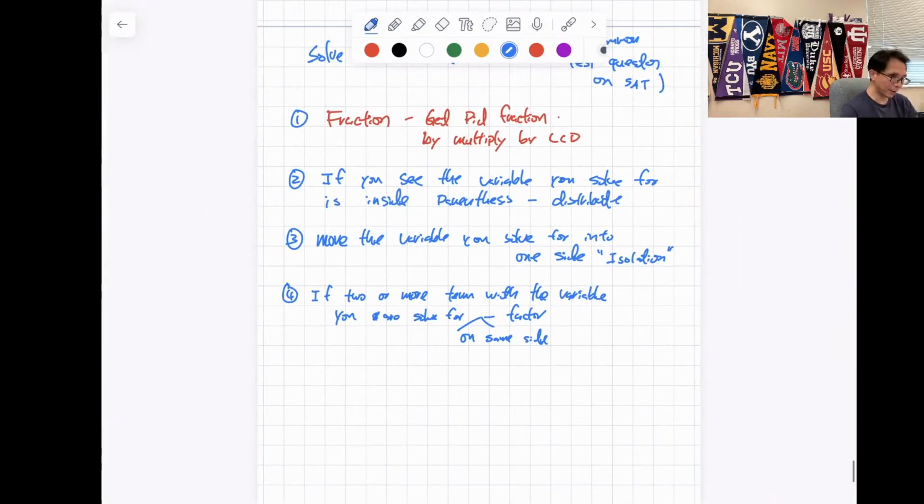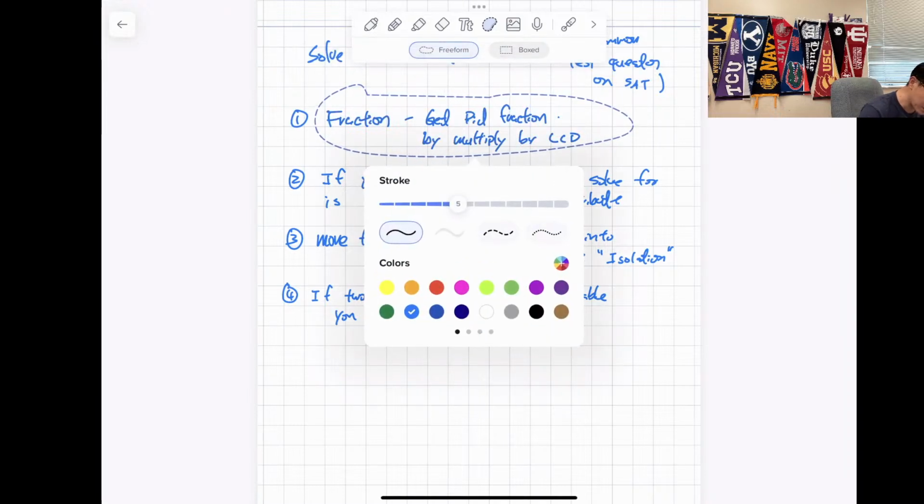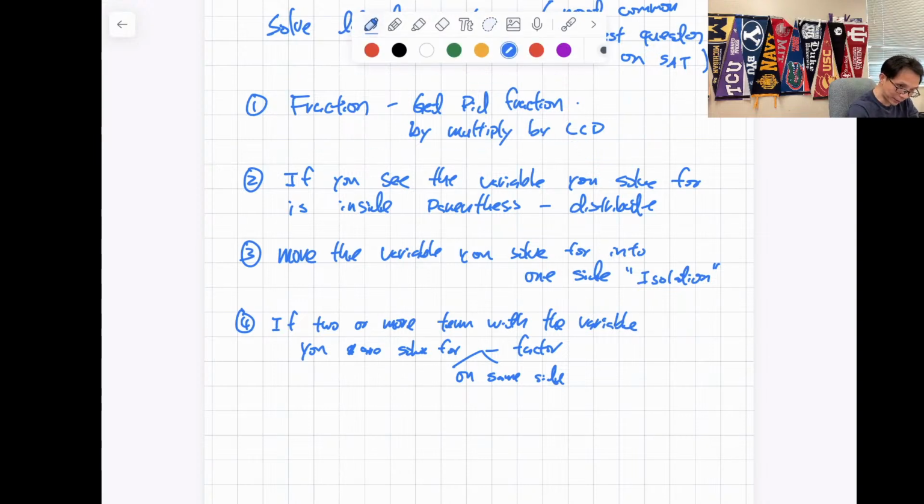Okay, so there are four things. Just make sure everything in blue. So fraction, get rid of the fraction by multiplying by the LCD. If you see the variable you're solving for is inside a parenthesis, distribute. Third, move the variable you're solving for into one side, isolation. Four, if two or more terms with the variable you're solving for, factor, GCF factoring. So let me write down GCF.